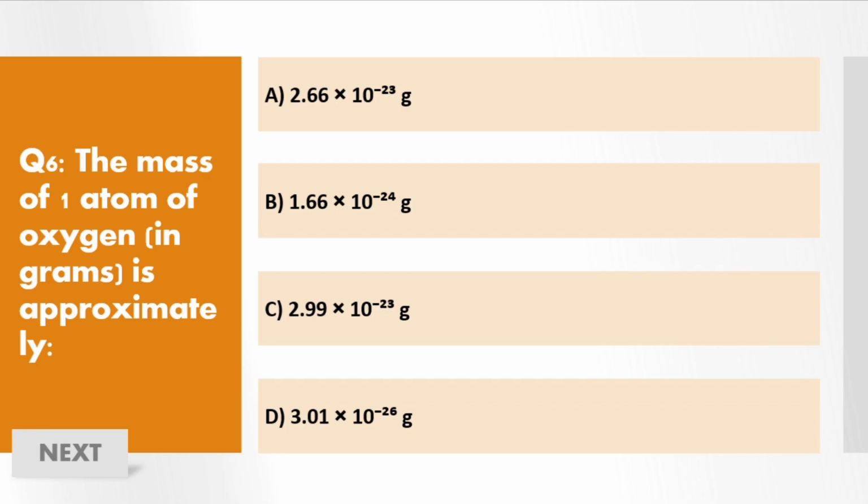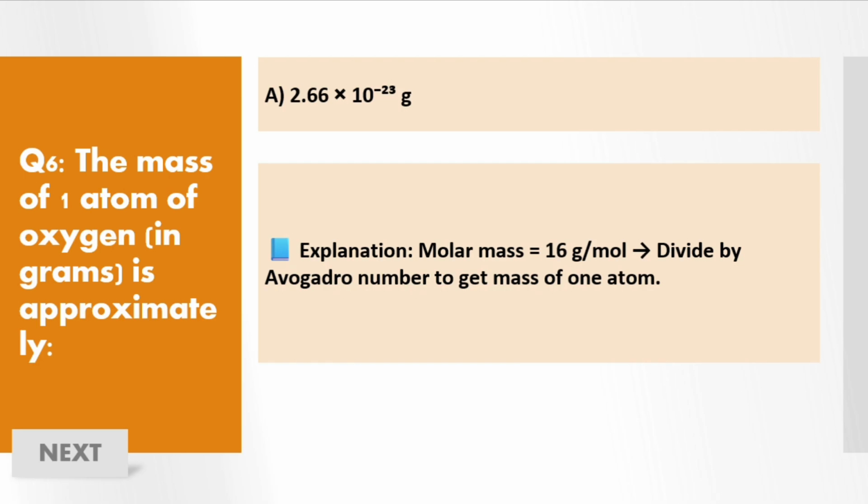Q6. The mass of 1 atom of oxygen in grams is approximately A. 2.66 × 10^-23 g, B. 1.66 × 10^-24 gram, C. 2.99 × 10^-23 g, D. 3.01 × 10^-23 g. Correct answer: A. 2.66 × 10^-23 gram. Explanation: Molar mass equals 16 grams per mole. Divide by Avogadro number to get the mass of 1 atom.